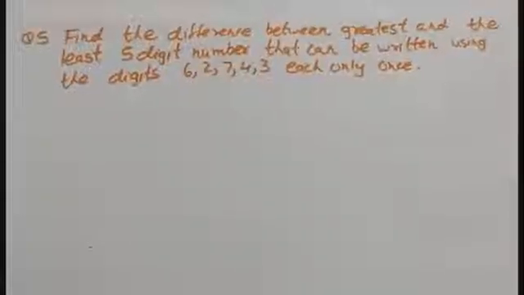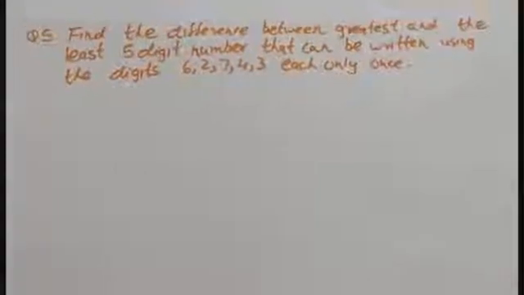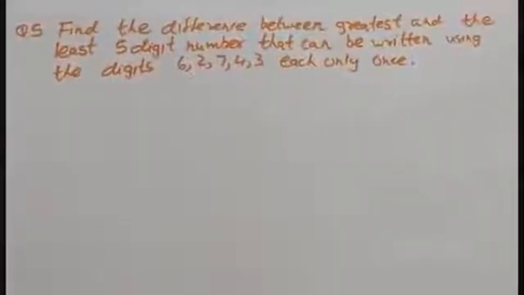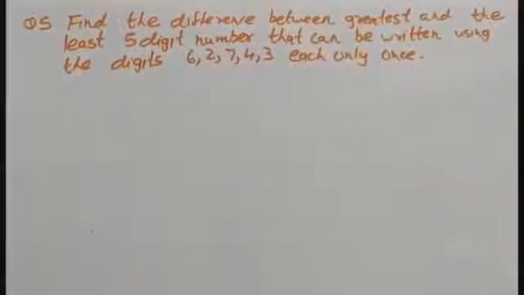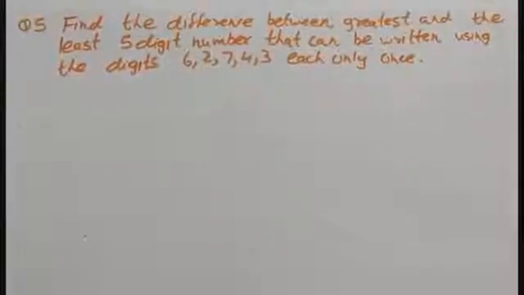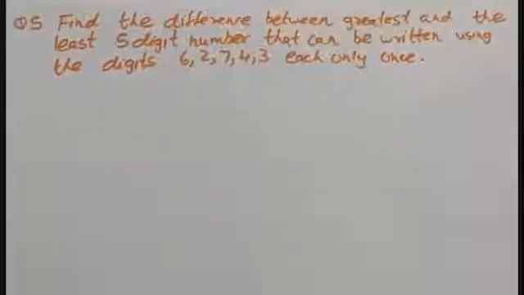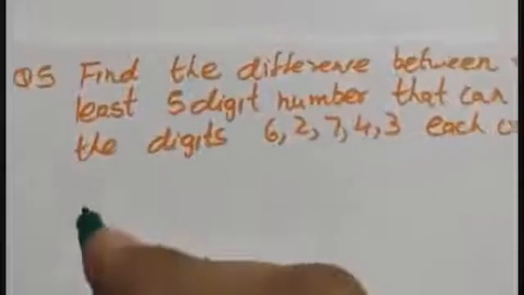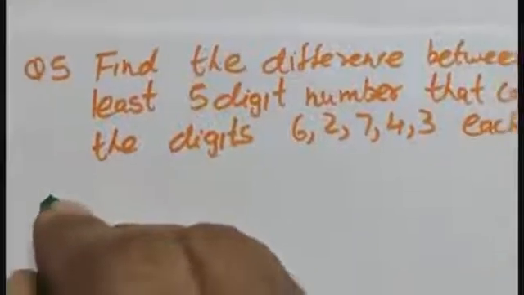Question number 5. Find the difference between the greatest and the least 5-digit number that can be written using the digits 6, 2, 7, 4, 3 each only once. So now we will solve this.